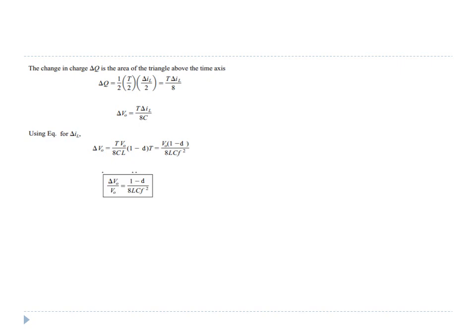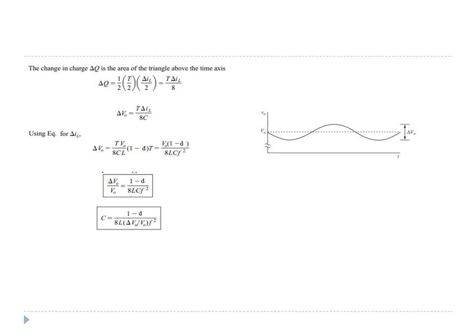The ratio delta V upon V naught is known as the percentage ripple at the output. So delta V naught is basically the change in the output voltage. So C can be written in terms of what percentage value of ripple is acceptable at the output, the switching frequency at which we can design the circuit, the duty cycle, and the minimum value of L. So C can be determined using this formula.